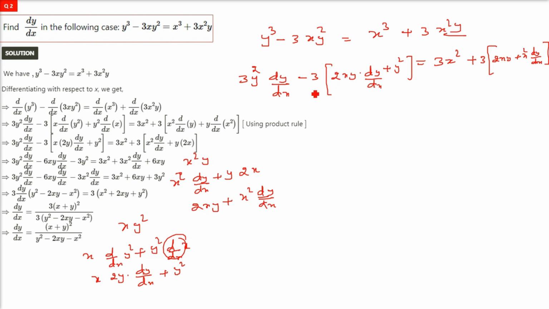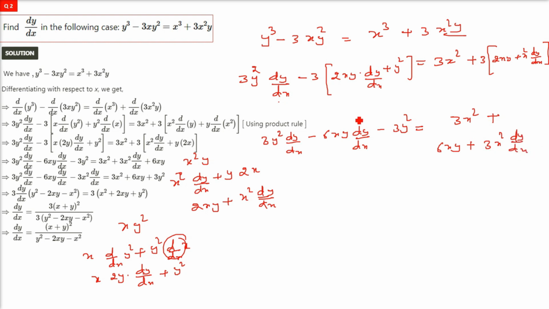Okay. Now let us multiply, and as I said, these are the dy by dx terms. So we'll take all these dy by dx on one side. So 3y square dy by dx. Let us multiply this, 6xy dy by dx. Then we have minus 3y square. On the right we get 3x square plus 6xy, multiply 3 inside, it will be 3x square dy by dx.